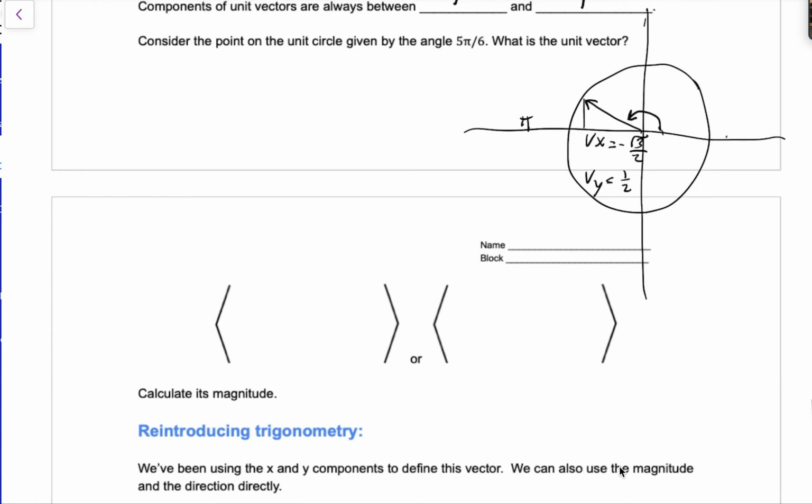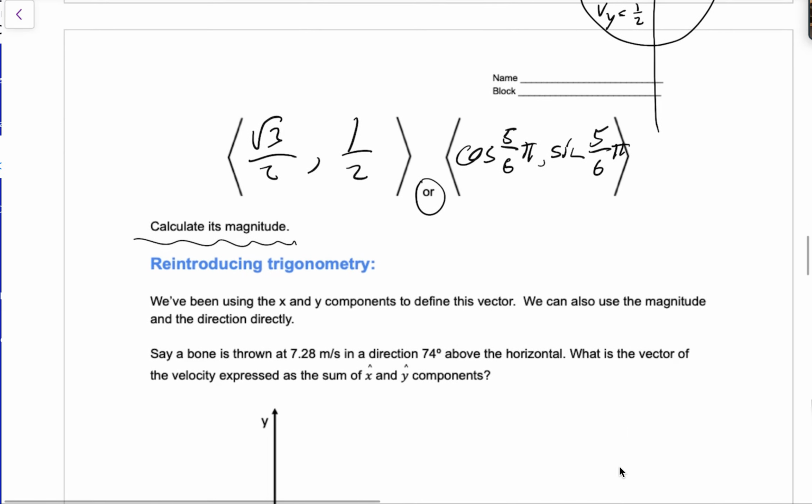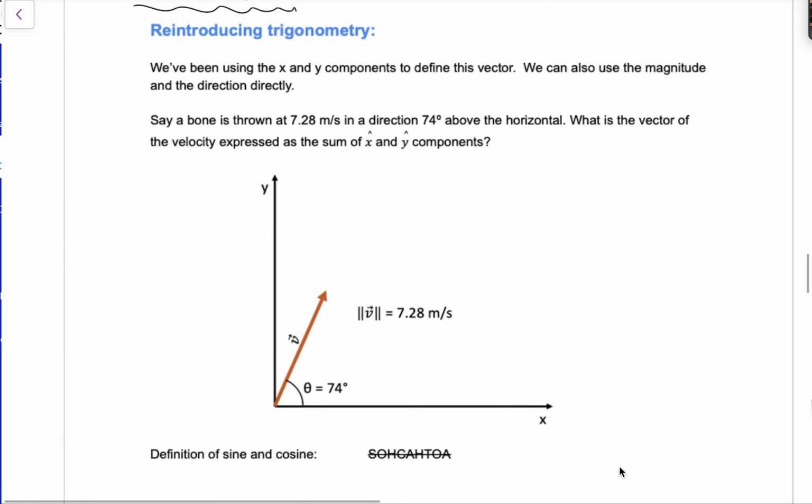I'll put that down here: minus square root of 3 over 2, comma, 1/2. Or, what's another way of expressing that? We can say that this is cosine of 5/6 pi, and the sine of 5/6 pi. And I'll leave it as an exercise to the reader to calculate the magnitude and demonstrate that it is in fact 1.